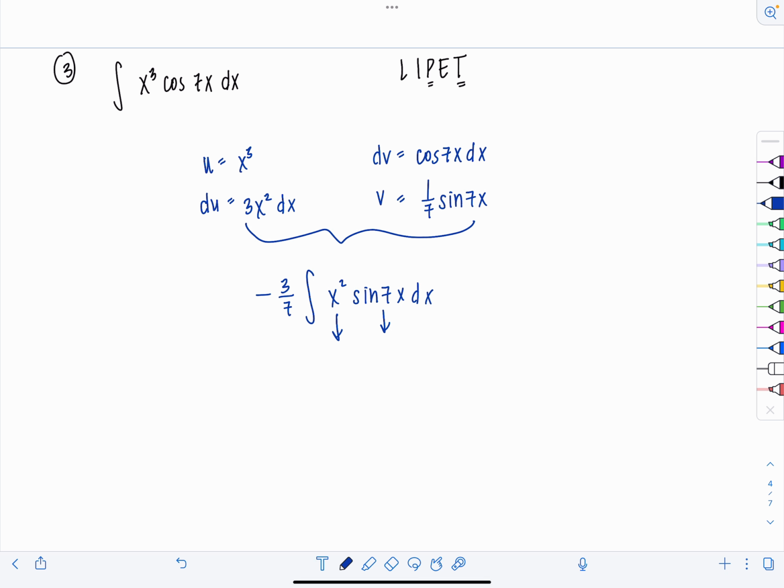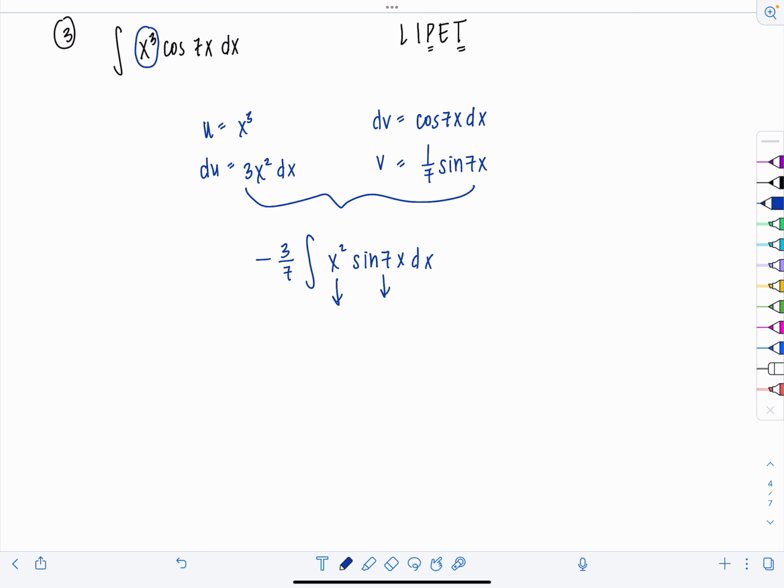How many would it take? Well, enough for x cubed to basically go down to being a constant so that you're just integrating a trig function. So it's going to take a few iterations, which can be a little obnoxious in the notation, especially keeping track of the negatives. So when this happens, it's a good idea to use tabular integration by parts instead.